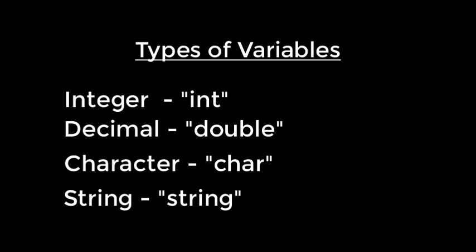We use integer type variables to store whole numbers. The keyword is int. For storing decimal numbers, we use decimal variables. The keyword is double.